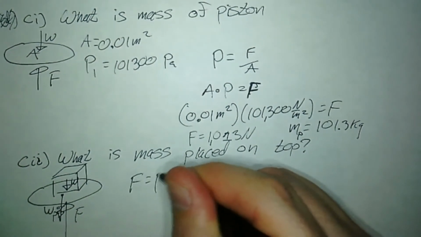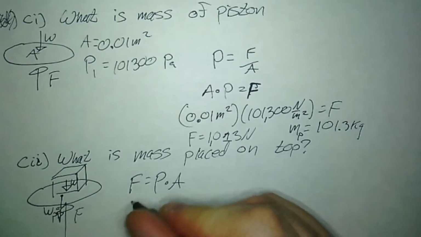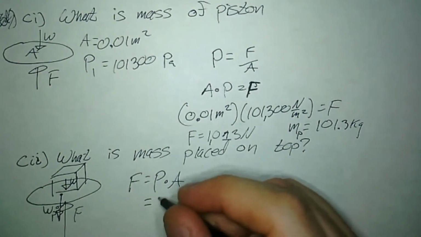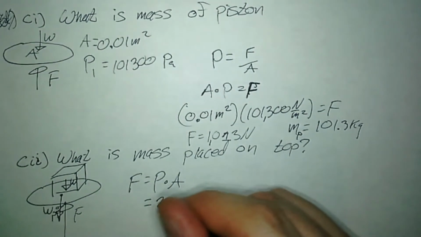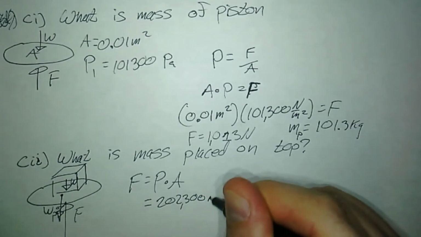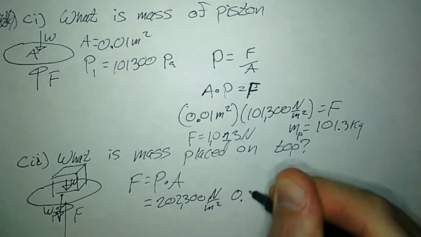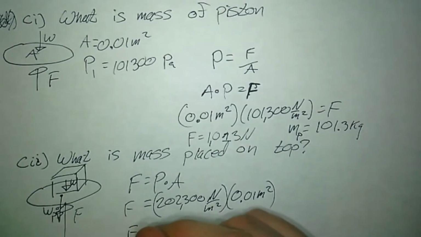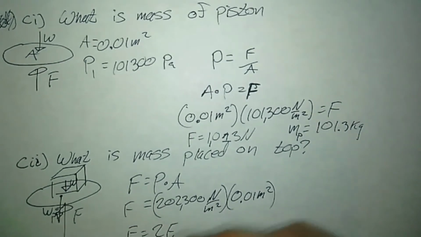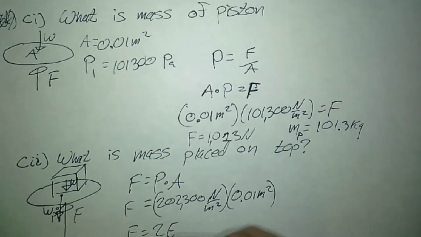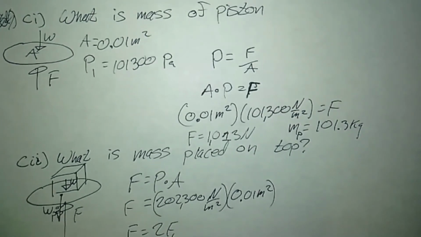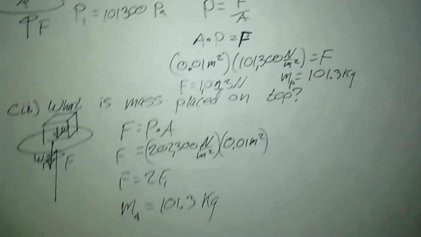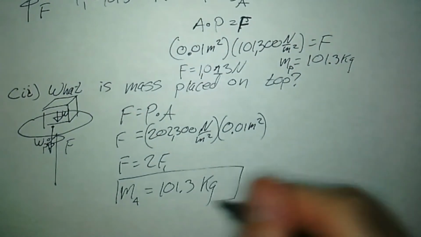So if I do the same math, P times A, I don't know what this force is yet, but I know my area hasn't changed and my pressure is doubled, which means that this is now 202,300 newtons per meter squared times 0.01 meters squared. So this is twice the original. So the new mass has to equal the old one too. So the mass that I've added is also going to equal 101.3 kilograms. There you go. So that's how we finish that problem.